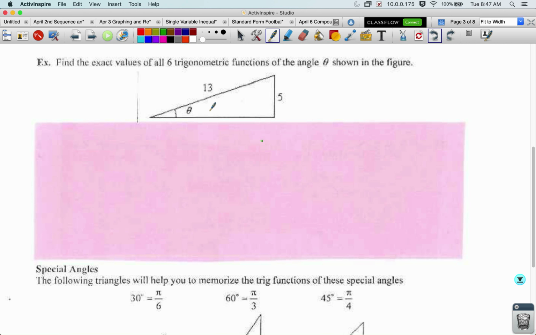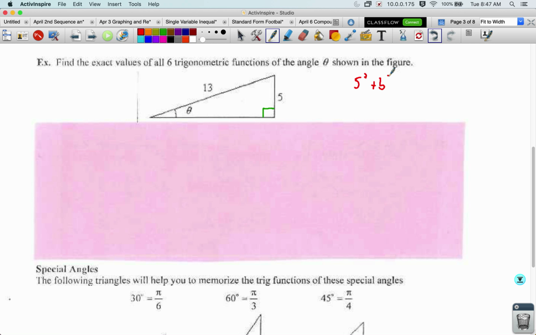All right. Find the exact value of all 6 trigonometric functions of the angle theta shown below in this figure. So we have to assume this is a right angle. Nothing will work if that's not a right angle. And we need to find this length down here. So off to the side, I'm going to use the Pythagorean theorem to find that length.